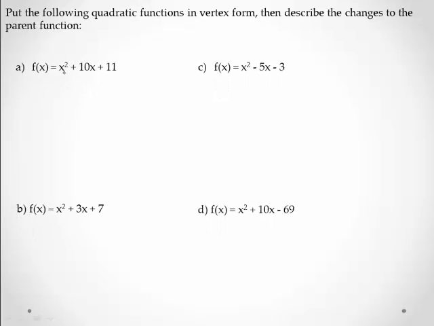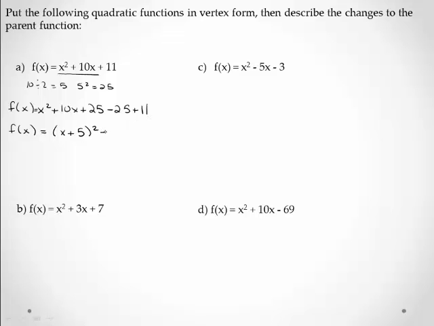Okay, again we look at just this portion. 10 divided by 2 is 5, 5 squared is 25. So I have x squared plus 10x. I add it and subtract it. Then I factor my perfect square. So I have (x plus 5) squared, and then -25 and 11 is -14. So here I've moved 5 spaces left and 14 spaces down.